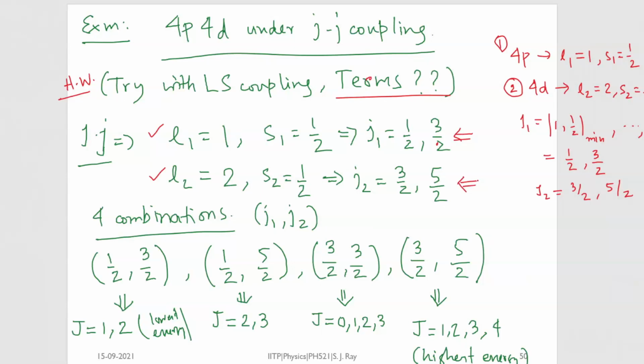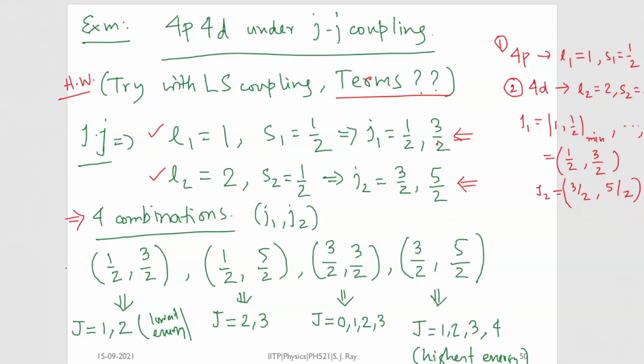Now we have got the possible values of J for individual electrons. Then we have to make the combinations between individual J values, and we will see what will be the total number of combinations that are possible in such a case. Here we have half and 3 by 2, and here we have 3 by 2 and 5 by 2. So we have a total of 4 combinations including J1 and J2.